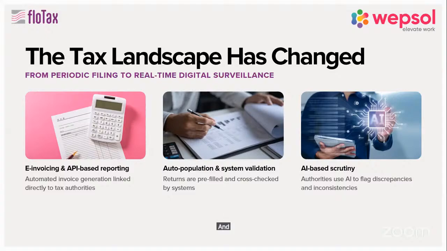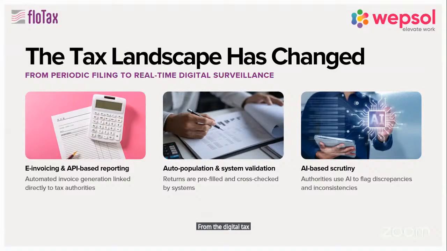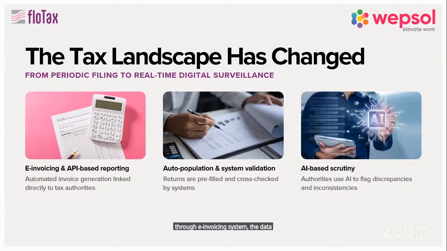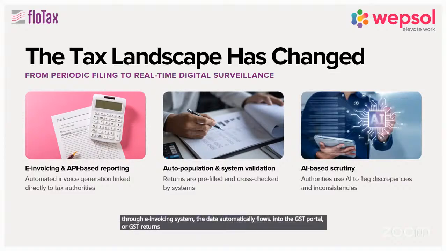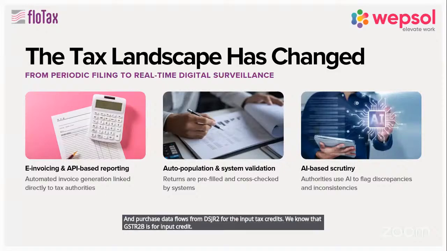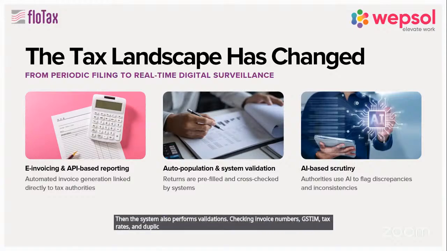And the next part is auto population and system validation. This is, I can say, a major shift in the digital tax ecosystem. Once invoices are reported through the e-invoicing system, the data automatically flows into the GST portal or GST returns, to their network. For example, sales data can automatically populate from GSTR 1 and purchase data flows from GSTR 2 for the input tax credits. We know that GSTR 2B is for input credit. Then the system also performs validations, checking invoice numbers, GSTIN, tax rates, and duplication errors, everything it verifies.